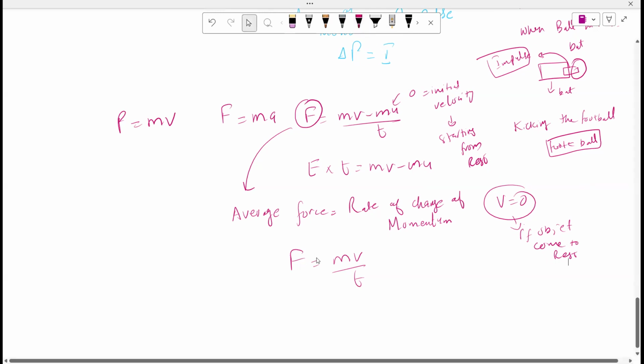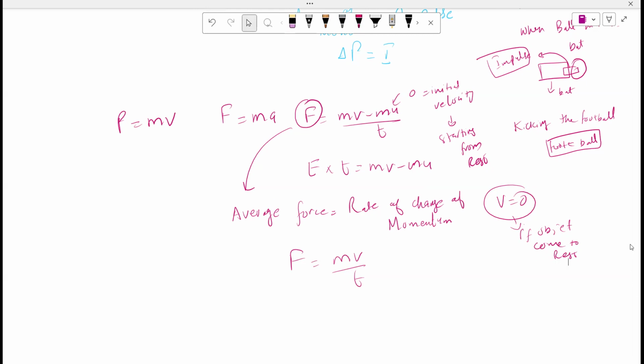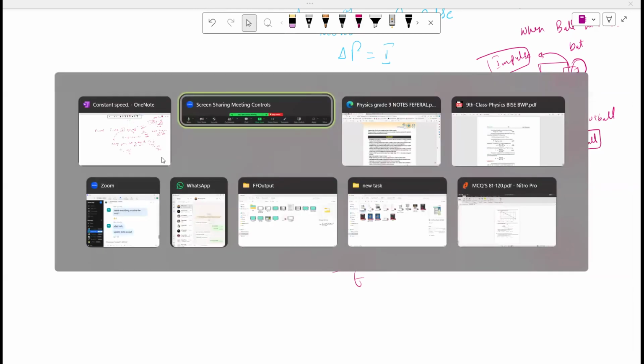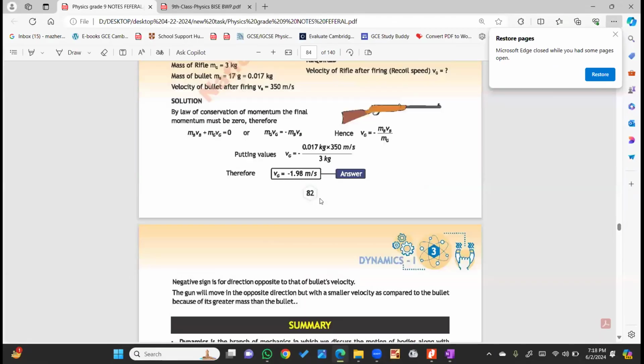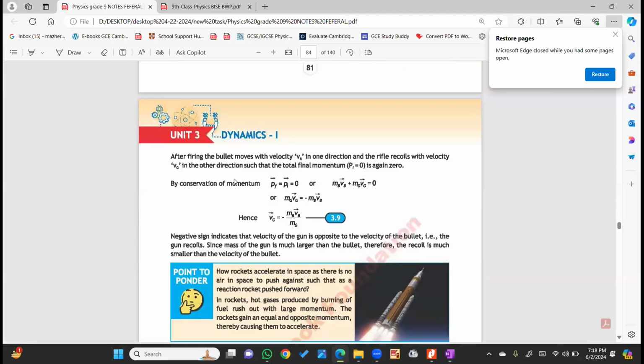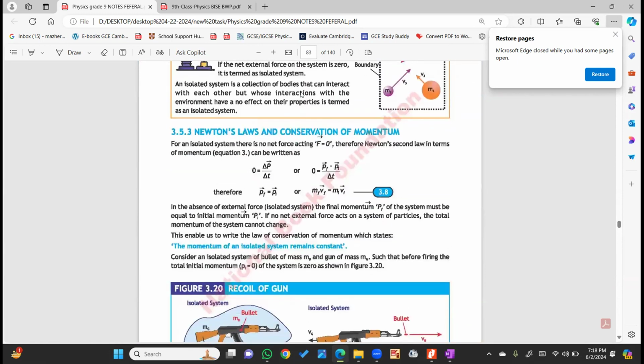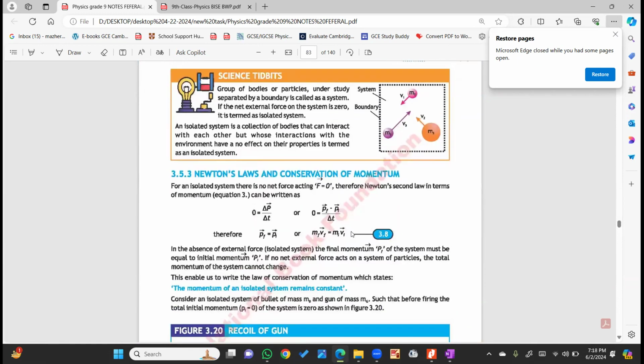Okay, that is the end of our chapter, I guess. Let's go to the book and see if there's anything else left to be discussed. The recoil motions. Okay, the last topic. I guess that is Newton's law and conservation of momentum.